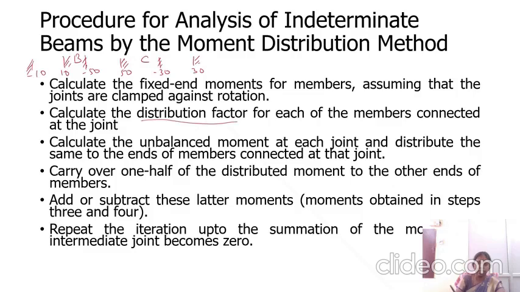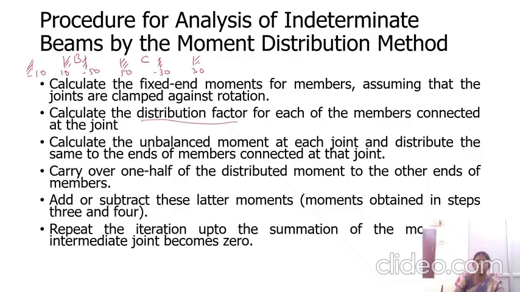And the next process is we carry over this unbalanced moment to the nearest support. Whether it is fixed, it is half; in the case of simply supported it is 0. We should not carry over the moment to simply supported conditions. Then add all the moments and check whether the summation of moment at the joint becomes 0. If it is not, repeat the steps for the next iteration.